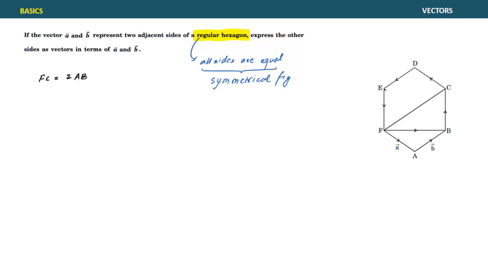Similarly, if you draw a diagonal BE here, BE is twice of AF. So please remember these formulas. They come in very handy in questions on regular hexagons. So now let's see how we are going to apply them to the problem. I have drawn the arrows wherever required. Now let me apply the question.